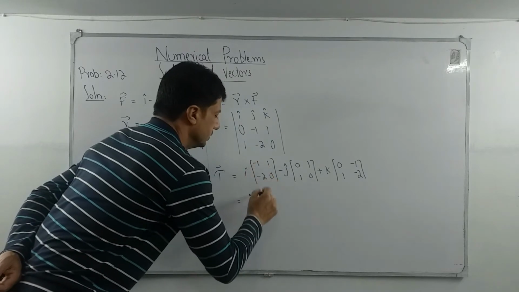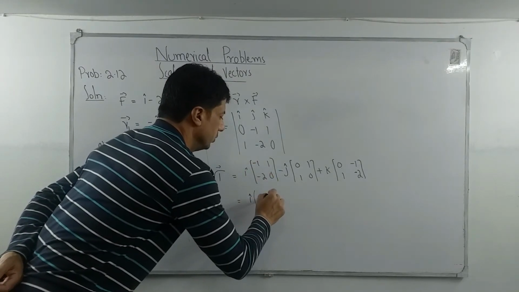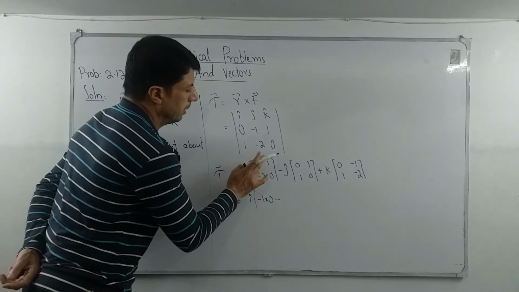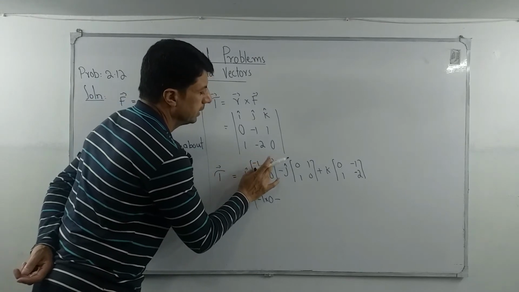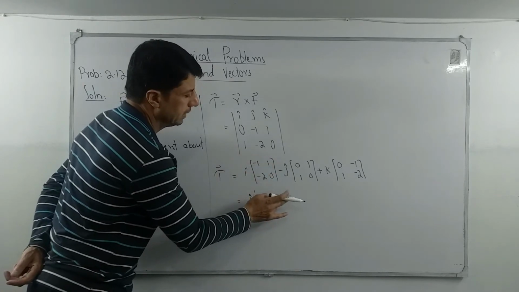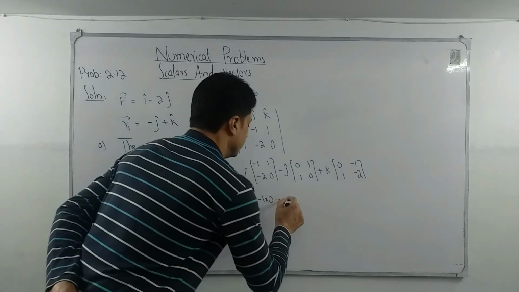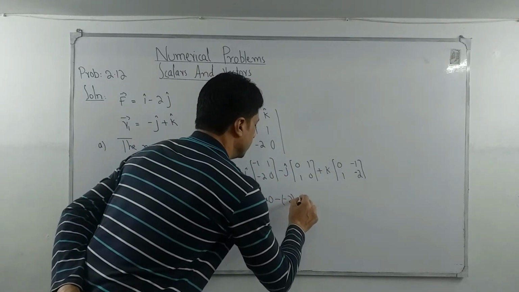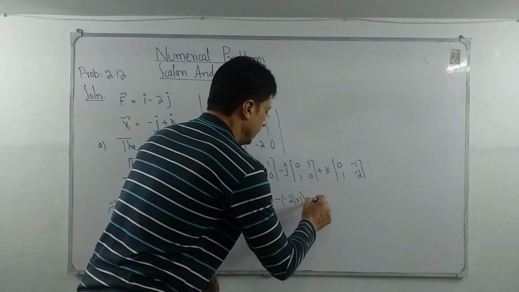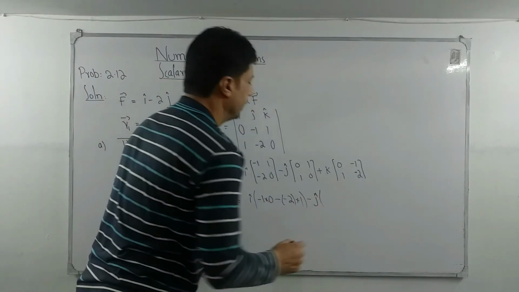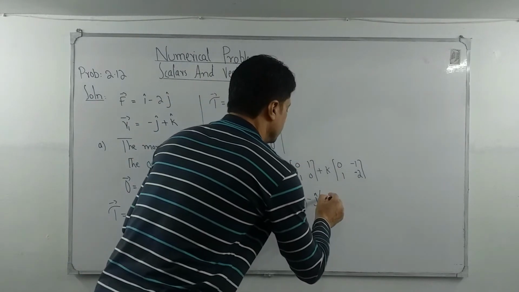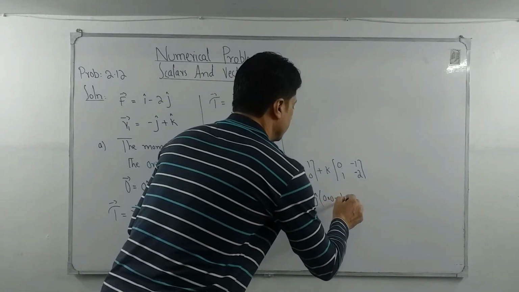Minus 1 multiplied by 0, and then there will be a minus in the formula. Minus means the product of this diagonal minus the product of this diagonal. So the product of this diagonal is here, minus the product of this diagonal is minus 2 multiplied by 1. Okay. Now it is minus here, we will put minus here, and then j, the unit vector is j, and the product of this diagonal minus the product of this diagonal: 0 multiplied by 0 minus 1 multiplied by 1.